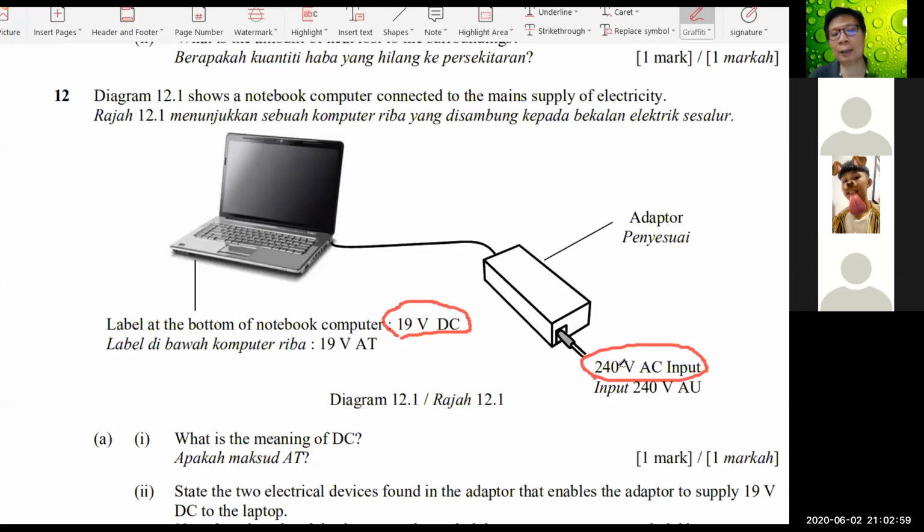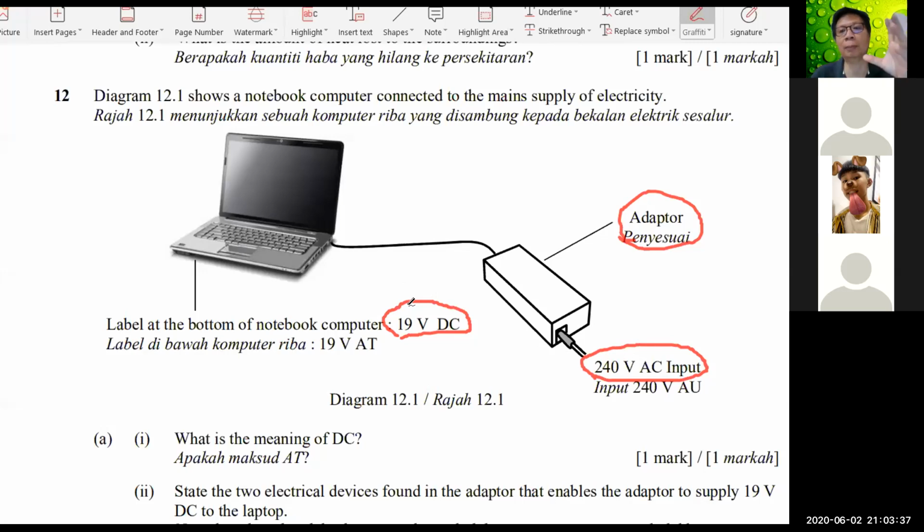Meaning that this thing, the charger, is very, very important. This charger carries two functions. Let me explain to you first. First thing, this charger must reduce the voltage from 240 down to 19. First job, understand? To reduce the voltage, you must use a transformer.